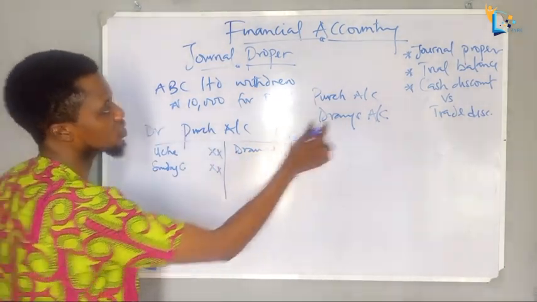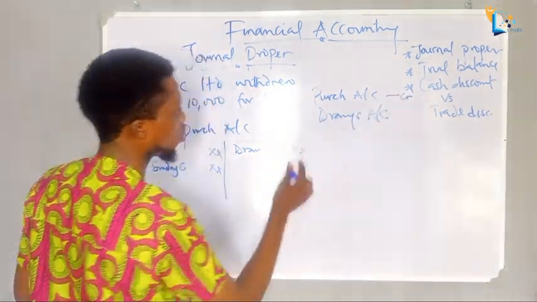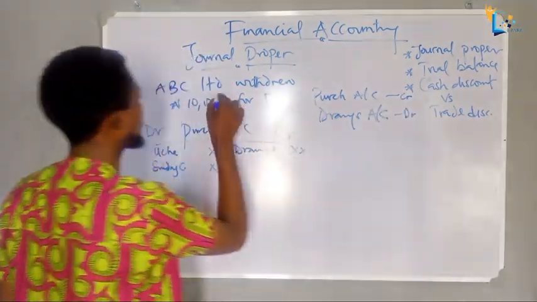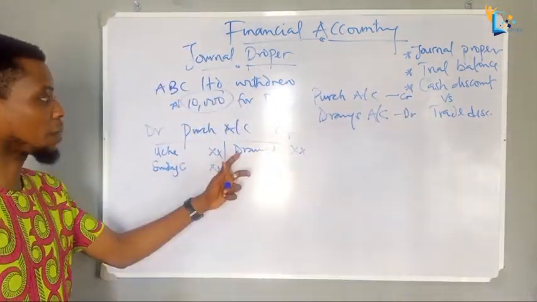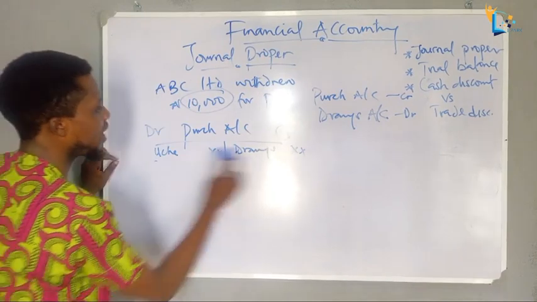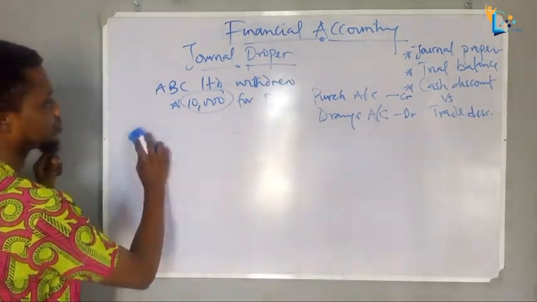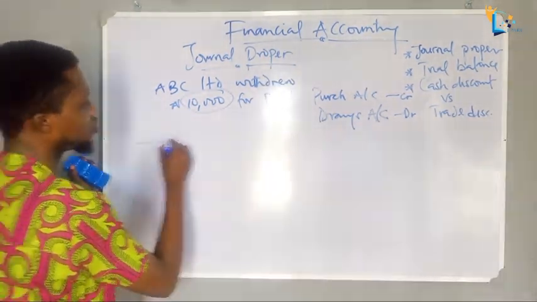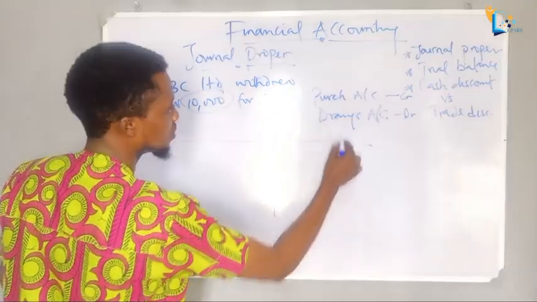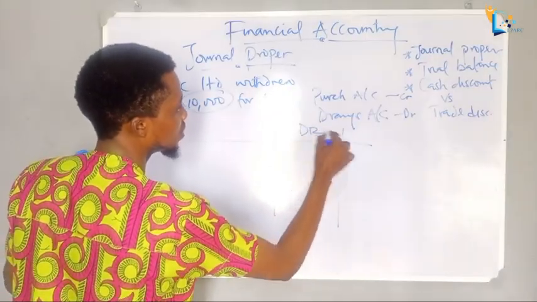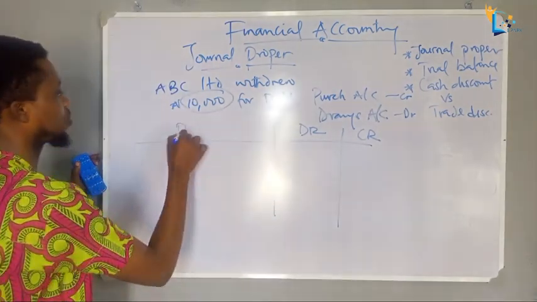Here purchase account is credited, while drawings account is debited with this amount. So let's interpret it in the journal now. Let's enter it in our journal. So we have this: debits, credits, particulars.